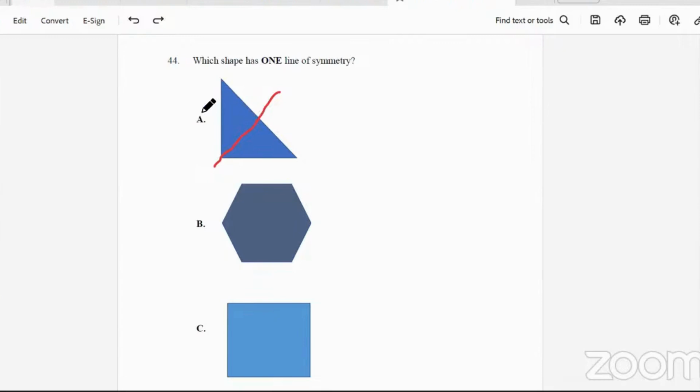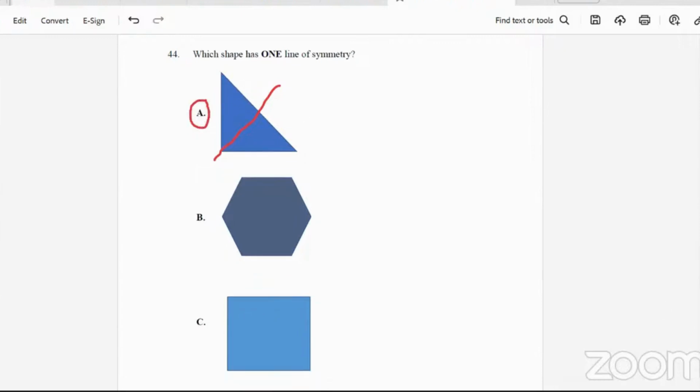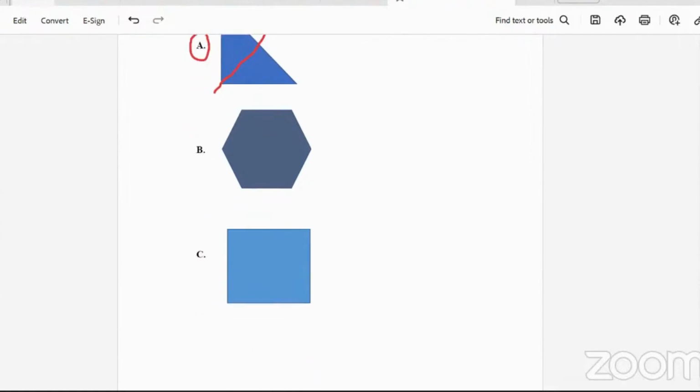Okay, so the answer is A. Remember, the line of symmetry divides the shape into two mirror images.